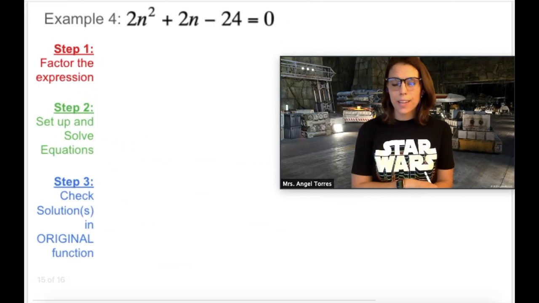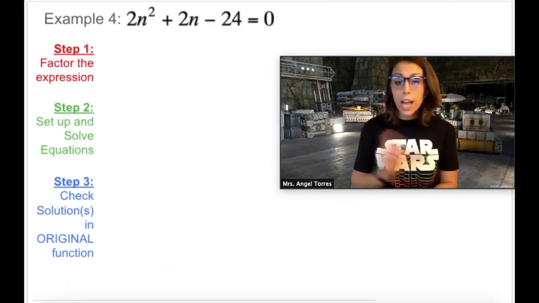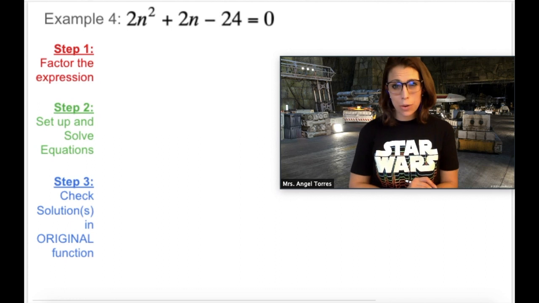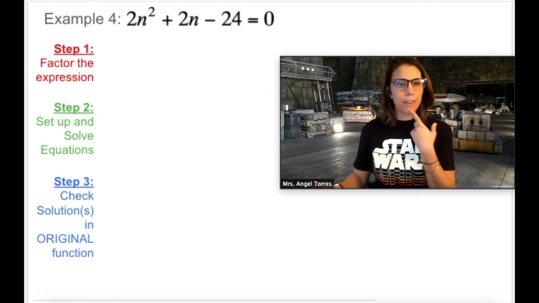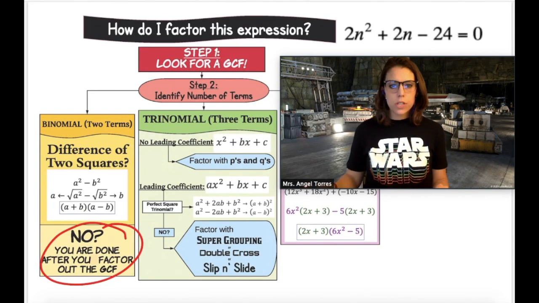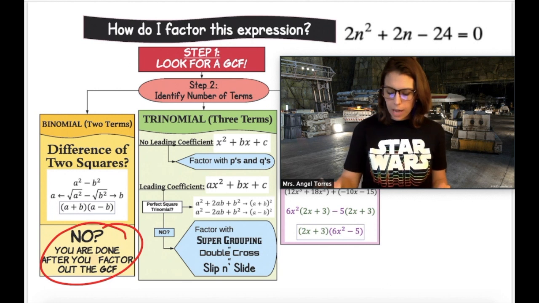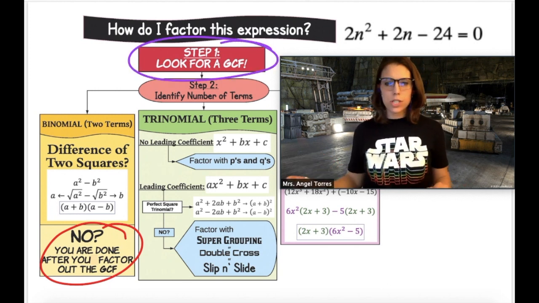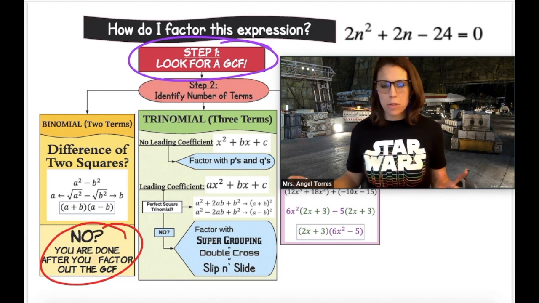Final example, and this one's a little tough because we have a trinomial, but this time we have a leading coefficient. So let's take a look at our factoring methods to figure out what we're going to do here. Trinomial with a leading coefficient. So the first thing we look for, actually, before even that, step 1 is always to look for a GCF before even going into the green box. Do these three terms have a common factor?